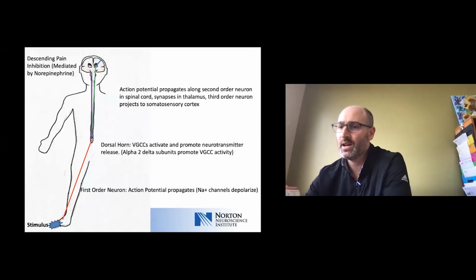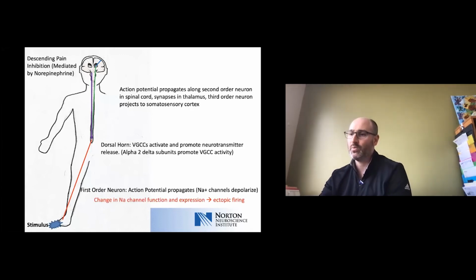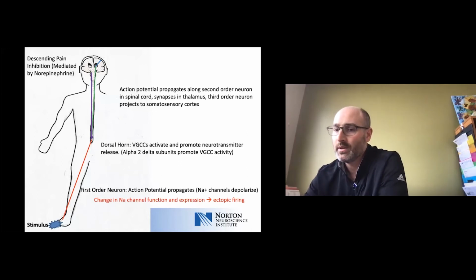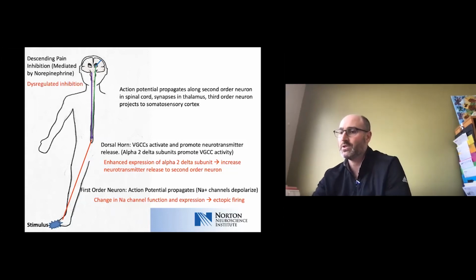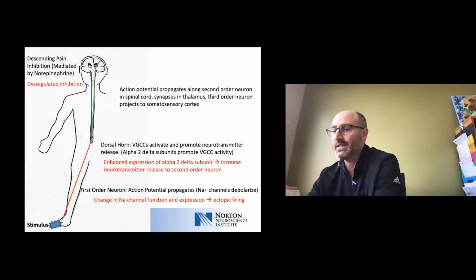So in the setting of peripheral polyneuropathy, we see several problems arise here that are going to end up promoting neuropathic pain. So we see changes in sodium channel function and expression, and that's going to lead to or promote ectopic firing. We see increased expression of alpha-2 delta subunits, which make it more likely that stimuli are going to lead to neurotransmitter release in that dorsal horn. And we also see dysregulation of the descending inhibition pathway. And the net result of all of these changes is going to be to strengthen the excitatory pain pathways here.